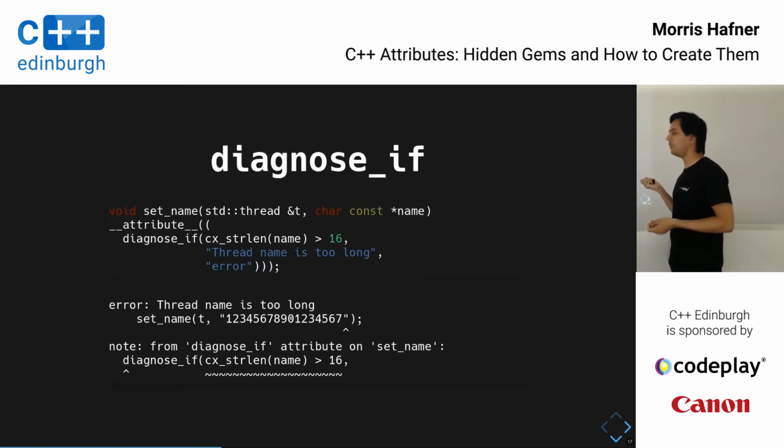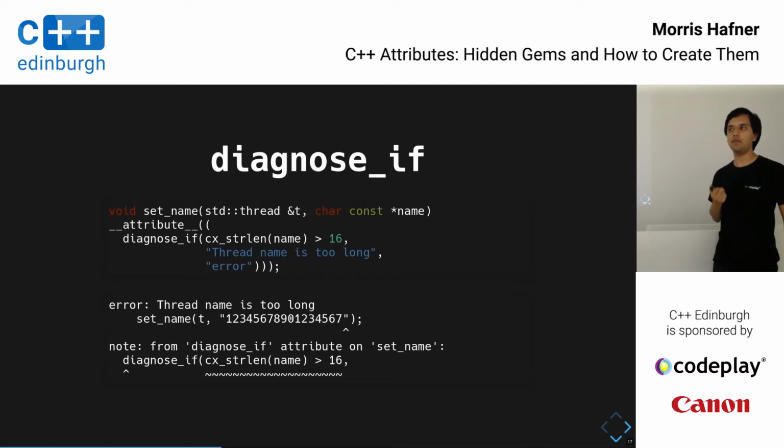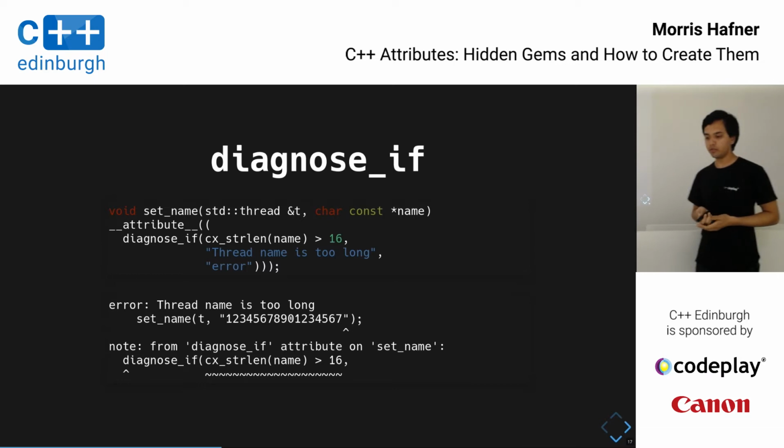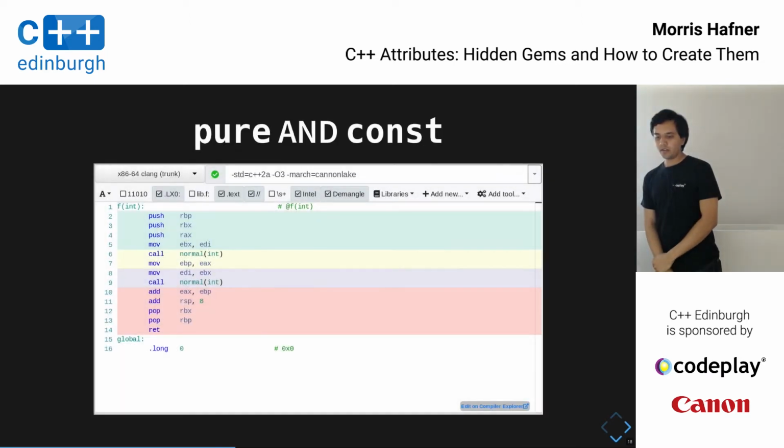So this doesn't prevent you from calling this function at runtime with unknown values. But if you have a string literal, for example, you can just pass it in, and the compiler will error out if you do something wrong. Next thing, pure and const.